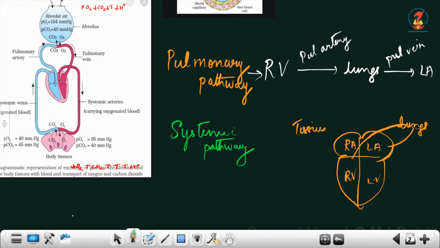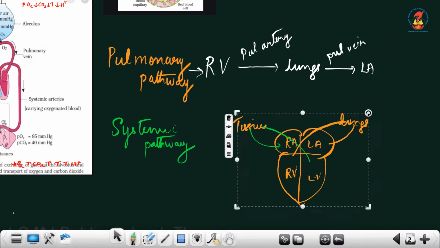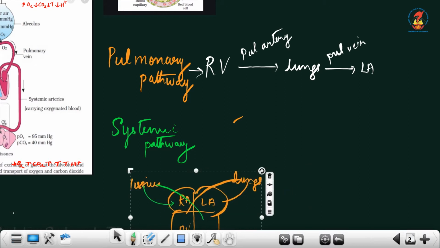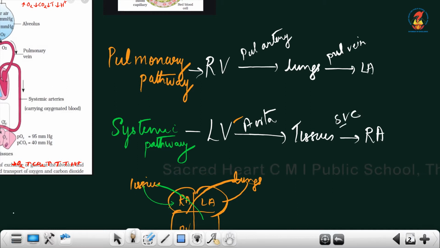Systemic pathway follows this, that is from the left ventricle it goes to the tissues, and from the tissues it gets back to the heart into the right atrium. So I am just going to jot the pathway. From the left ventricle to the tissues, and from the tissues back to the heart, that is to the right atrium. Now from the left ventricle to the tissue, it goes through the largest artery called the aorta. Then from the tissues to the right atrium, it comes through the superior vena cava and inferior vena cava. You are well aware of these two pathways.